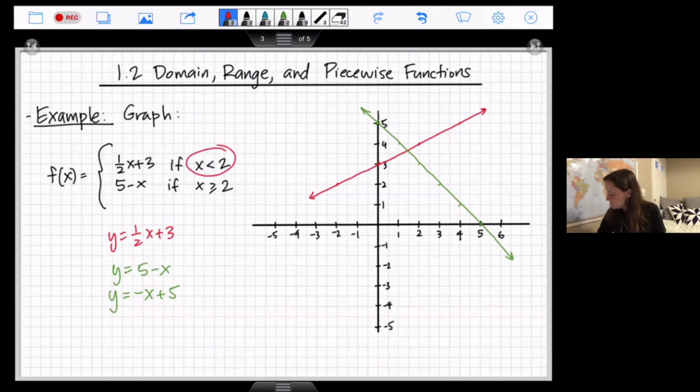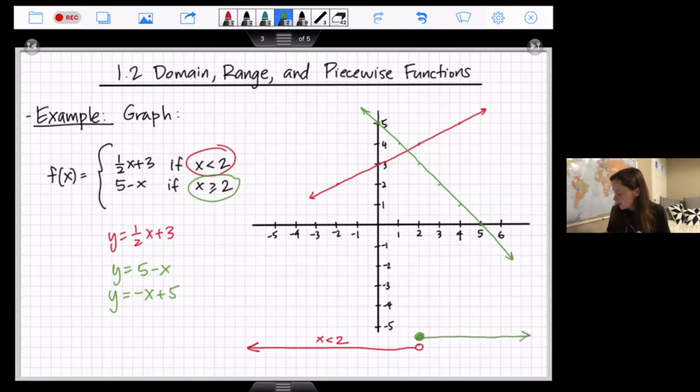Okay, so let's think about what x less than 2 means. Well, 2 is over here on the right side. Less than 2 would mean this direction. I put a circle there underneath the 2 because it says less than, not less than or equal to. So this is x less than 2. Likewise, it says, I like that green line, but only if x is greater than or equal to 2.